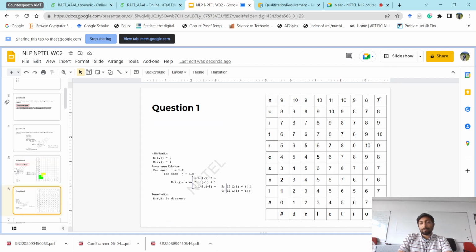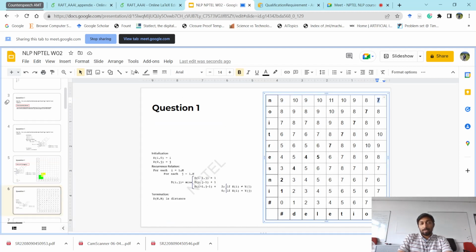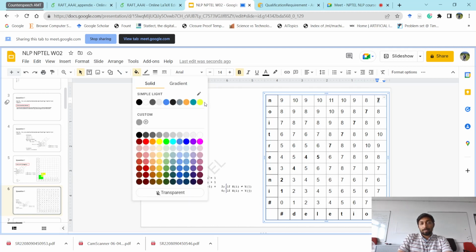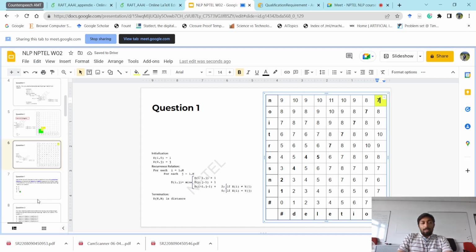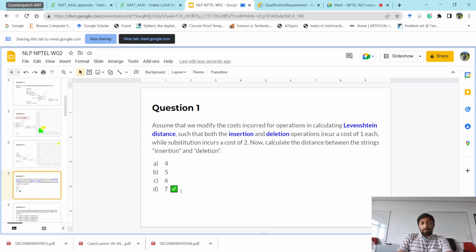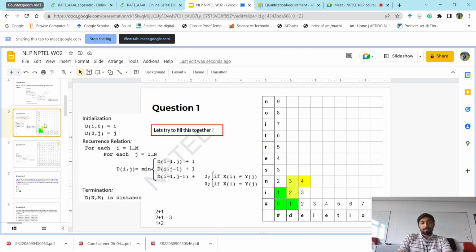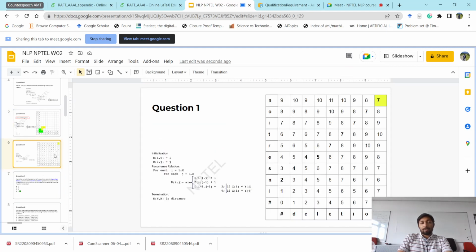So this value that you are getting here is the final edit distance, and that is also the answer of this question. So for each of these questions, you have to create such a matrix and then start filling the table. The only thing you have to notice is what is the cost of deletion, insertion, and substitution, and based on that, your scores will change.